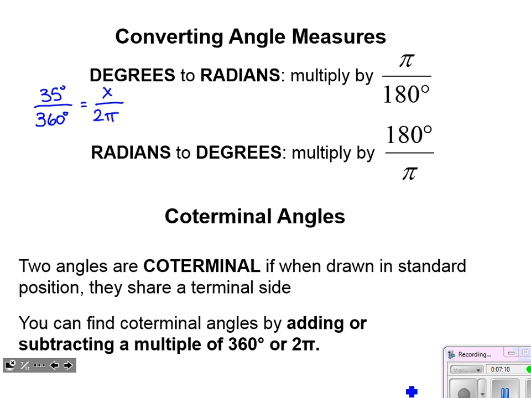Well, what's going to happen? To solve for x, I would need to multiply by 2 pi. So I've got my 35 degrees times 2 pi over 360. And then they've simplified that, instead of 2 pi over 360, to 1 pi over 180. So all they're doing is cross-multiplying, really, solving that proportion and simplifying it for you.